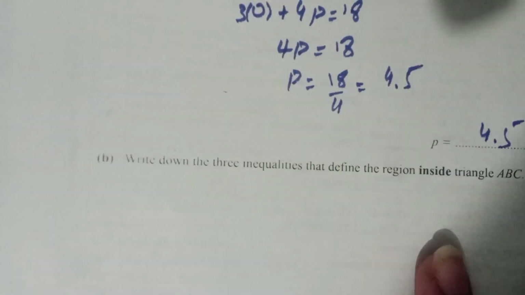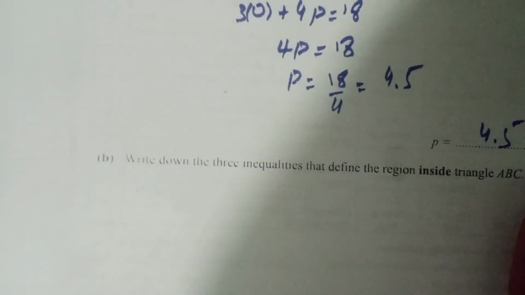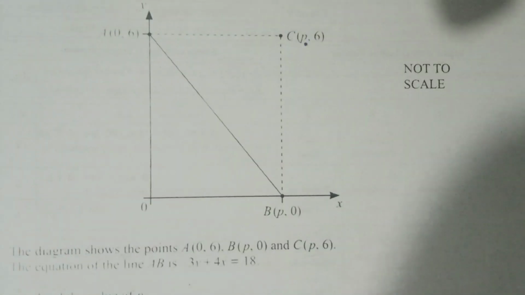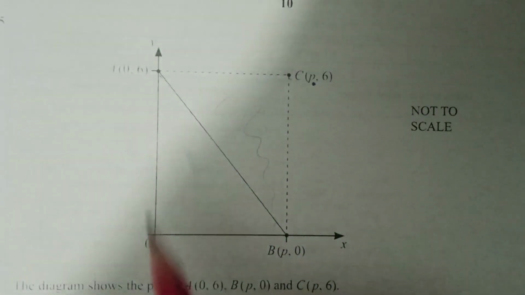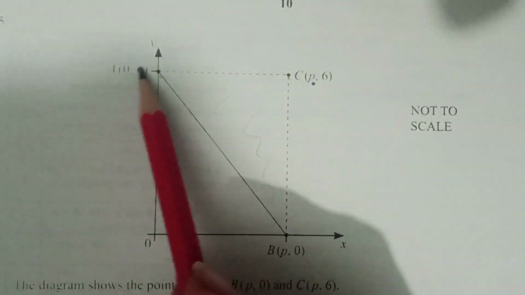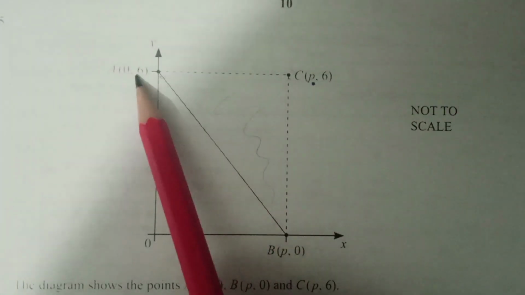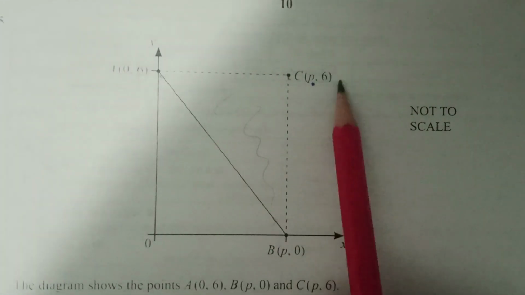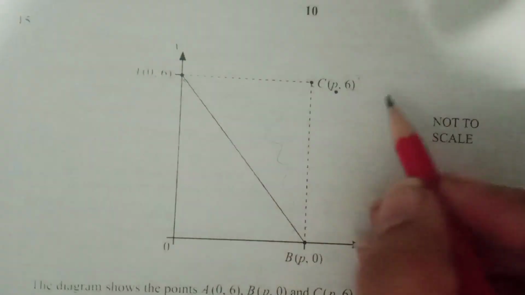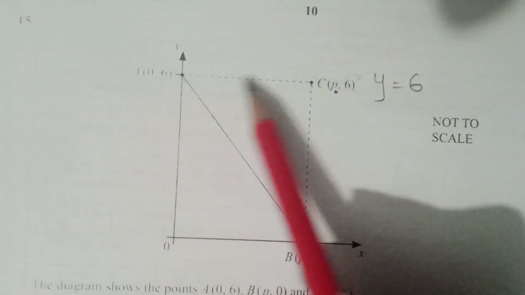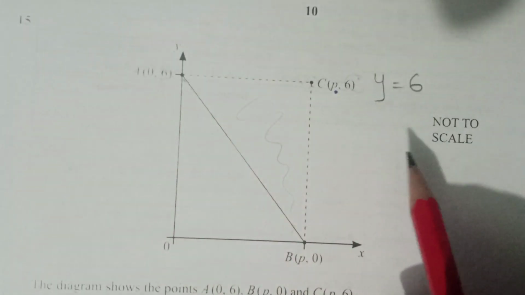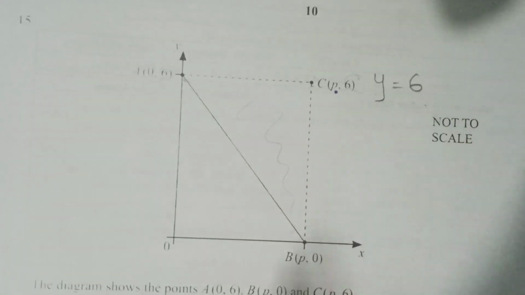In the next part, write down the three inequalities that define the region inside the triangle ABC. This is the triangle. Now students, we know that this line is y equals 6. We write this because it is a horizontal line and its y coordinate is 6. That's why y is equal to 6.